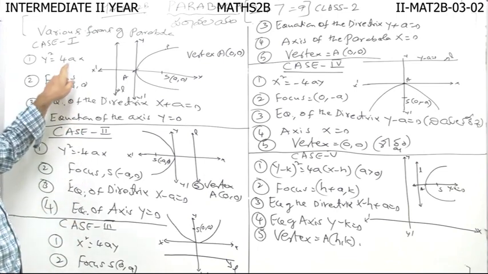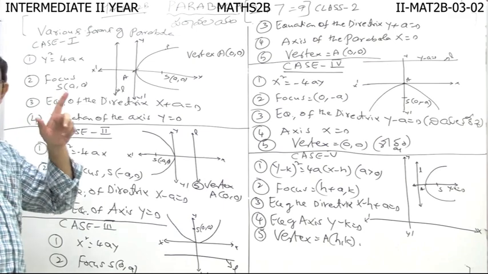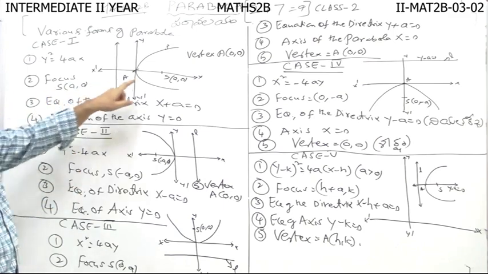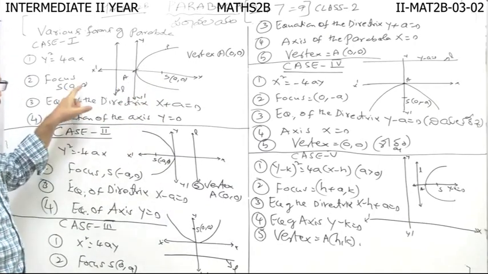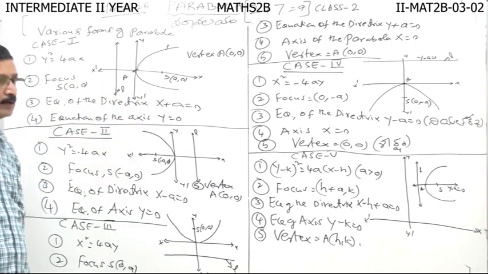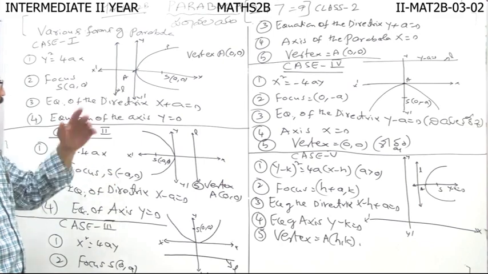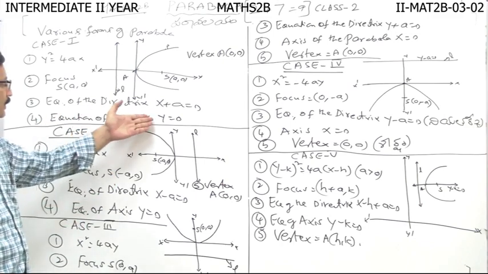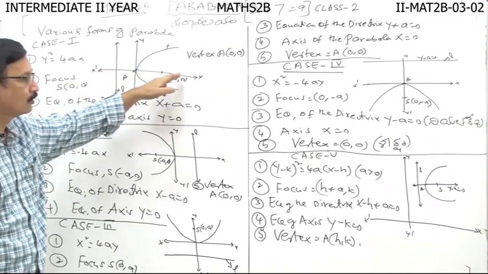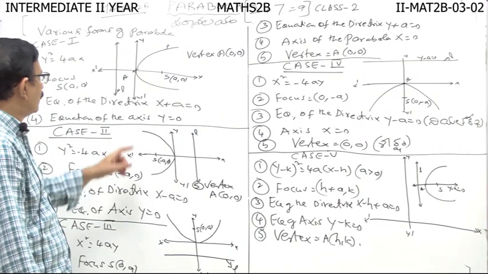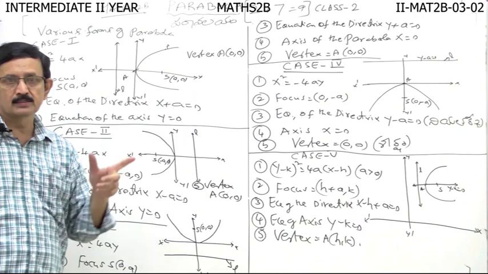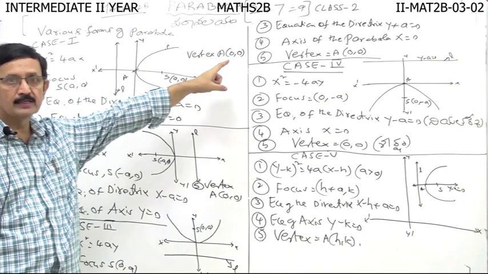First, the equation of the parabola is y squared is equal to 4ax. And the focus, this fixed point, is called the focus, and the focus is (a, 0). The equation of the directrix is x plus a is equal to 0, and the equation of the axis is y is equal to 0. This is called the axis. And here we can take this as the vertex, with coordinates (0, 0).